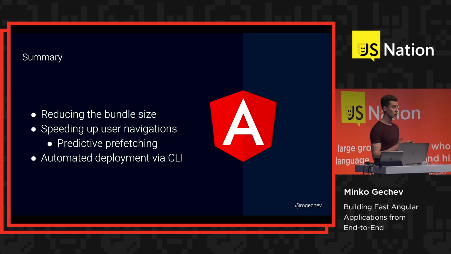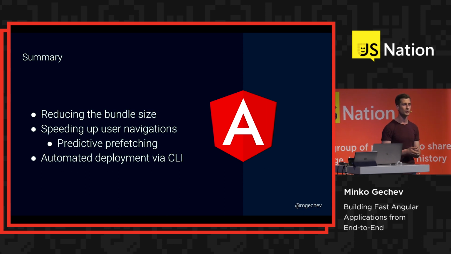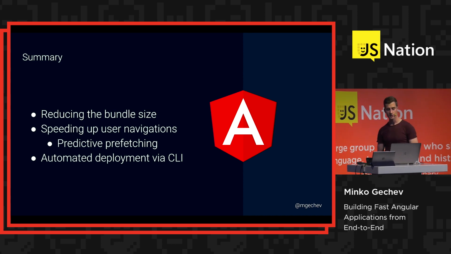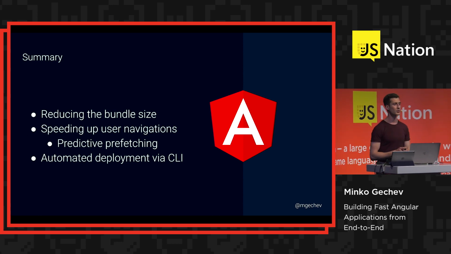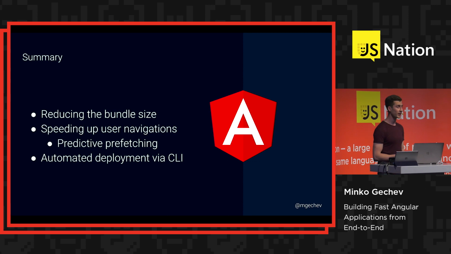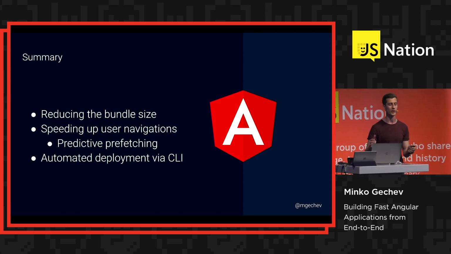We also discussed code splitting and how we can speed up page navigations when we introduce route-level code splitting. We talked about predictive prefetching with Guess.js and ngx-quicklink. After that, we discussed how we can automatically deploy from the Angular CLI by using the ng-deploy command. And of course, we mentioned performance budgets, which help our performance to not regress over time.